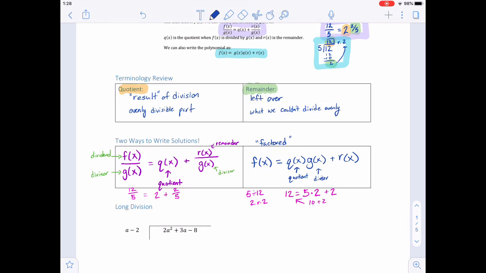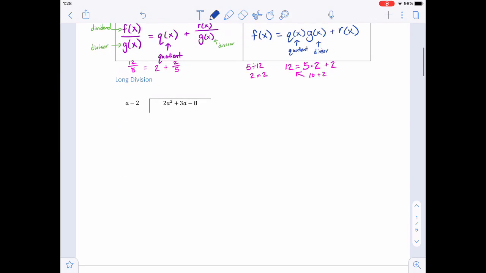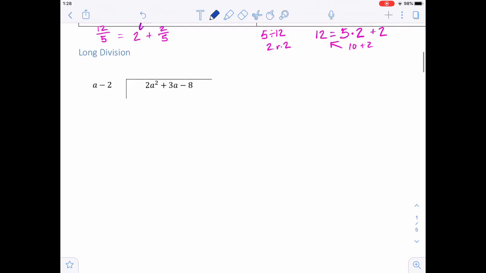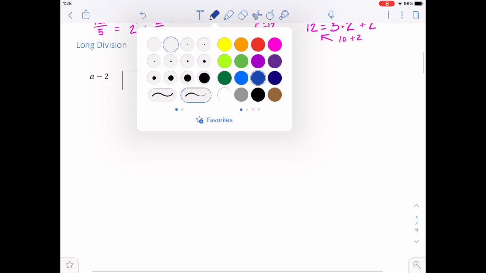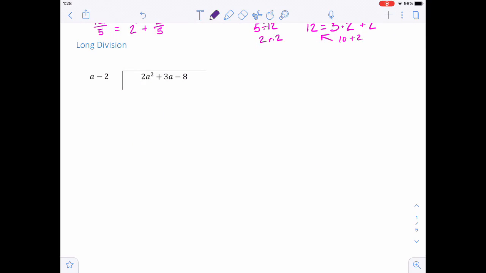Okay, so let's do some practice problems and learn how long division works for polynomials. As we do this one, we are going to do a long division number problem at the same time. So let's do like 235 divided by, let's say, 2.